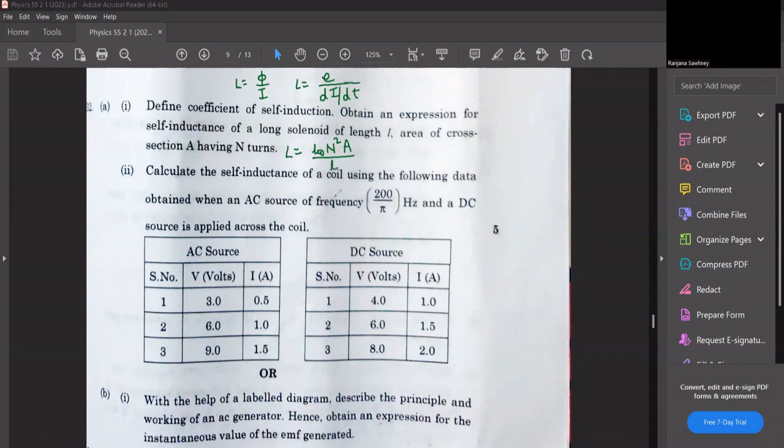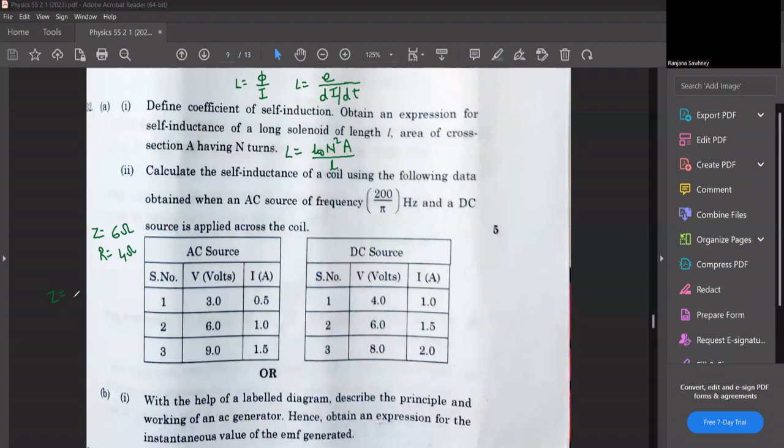Next is calculate the self-inductance by this AC source whose frequency is given, and this is for the DC source. Okay, so from the AC source, we can find out Z. Z is equal to V upon I. So V here is 6 upon 1, or you can say 3 upon 0.5. So Z comes out to be 6 ohms. From the DC source, you can find out the resistance. R is equal to V upon I, 4 upon 1, 4 ohms. Okay, so here we got the Z. Now impedance you can find out.